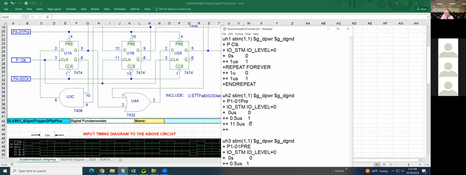Okay. Then after they go to 0, how long until they go back to 1? Wasn't it for 0.5? Yes. Okay. Then they go back to 1. Okay, the last one, clear. Okay, PA 02 clear.